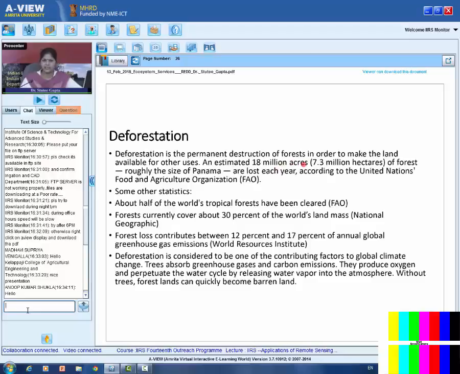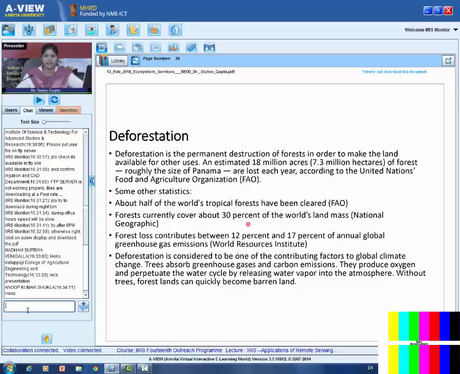An estimated 18 million acres of forests, roughly the size of Panama, are lost each year, according to the UN Food and Agriculture Organization. There are some other statistics which I have presented here. About half of the world's tropical forests have been cleared so far, and we are left with only half of it. So just imagine, we have already lost a significant quantity of our forest area.